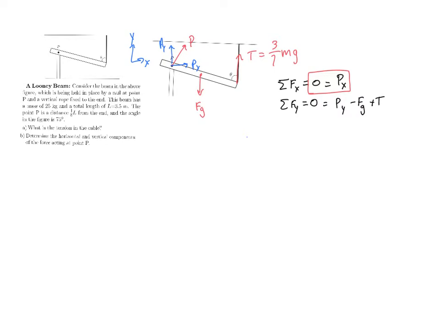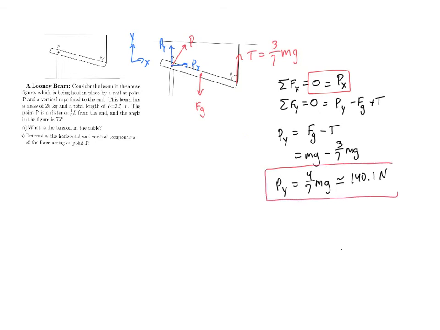And now I can immediately solve the sum of the forces in the y direction for the force acting on the pivot in the y direction. Rearranging that equation gets me Fg minus T, which is Fg minus 3/7 mg. And so Py is 4/7 mg. That ends up being about 140.1 Newtons. So that tells me that the pivot is acting actually only in the y direction, and it has a magnitude 140.1 Newtons. So that part was pretty easy once we had the answer for part A.